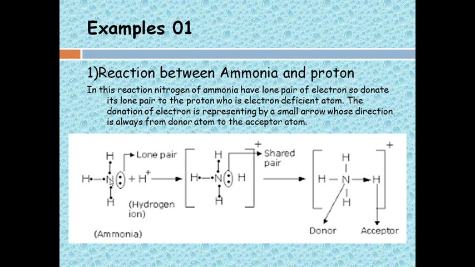In ammonia, there is a nitrogen which has a lone pair and there is a proton which is positively charged and electron deficient. Nitrogen will donate its electrons to the proton. The small arrow shows that the electron pair is donated from nitrogen to hydrogen. So the arrow direction will always be from donor to acceptor atom.